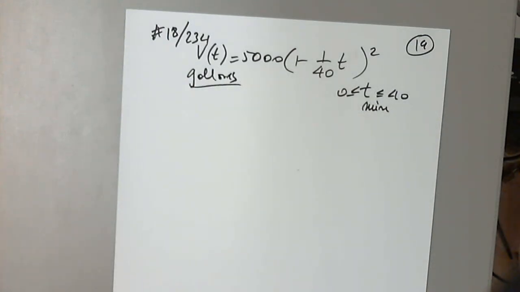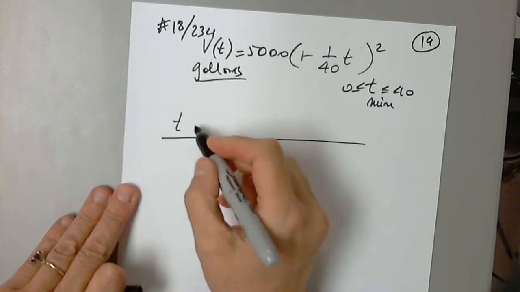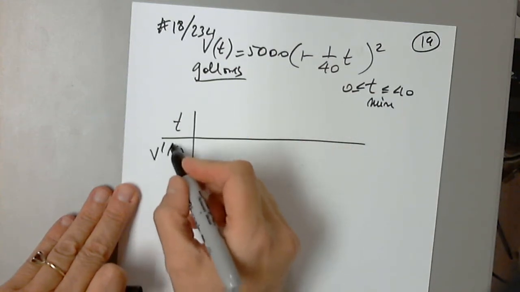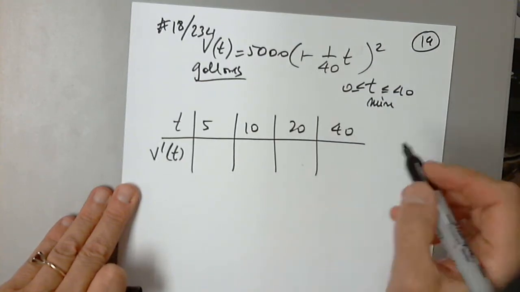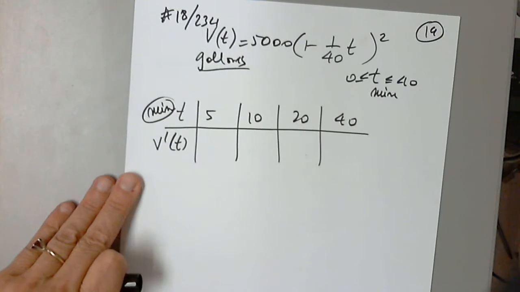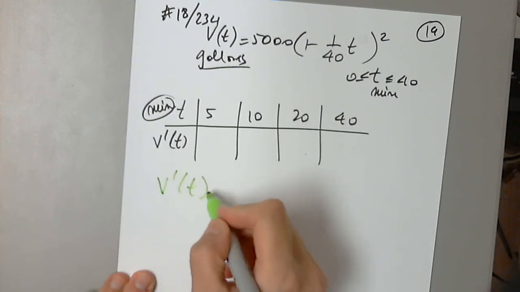Find the rate at which water is draining from the tank after 5, 10, 20, and 40 minutes. The rate of change of the volume with respect to time at the instant when time is 5, 10, 20, and 40. What do I have to find first? The derivative. Can anyone dictate? So let's find v prime of t.